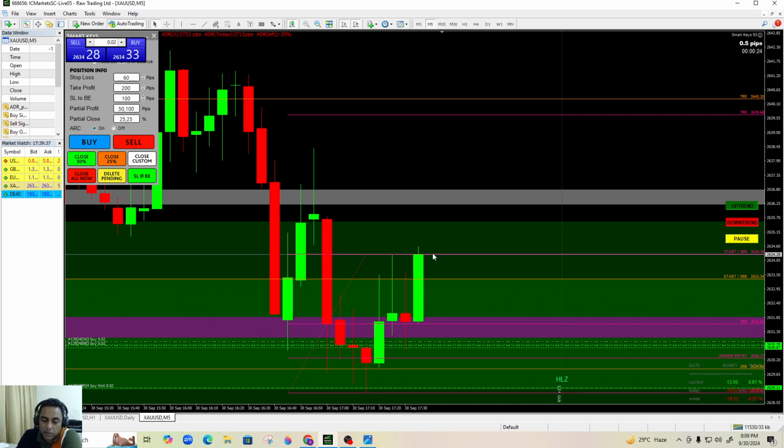This candle closes as a strong bullish candle. The next one should break the high and continue higher.